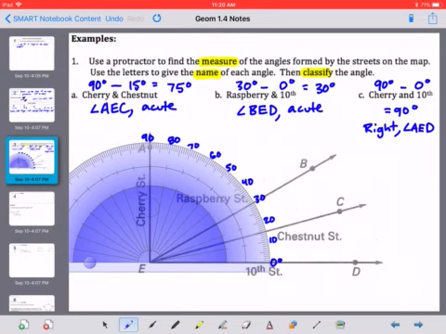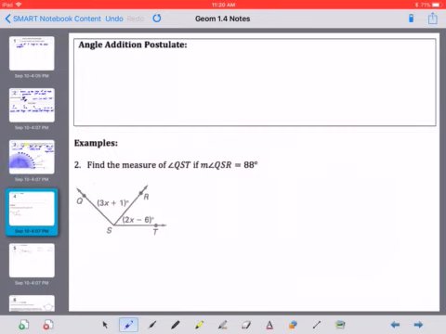Alright, let's move right along here. The angle addition postulate: we're going to illustrate this with a picture. Let's draw a picture of an angle. Let's call it angle ABD. Then we have this point C in the middle here. I already used D, so let's use point C.